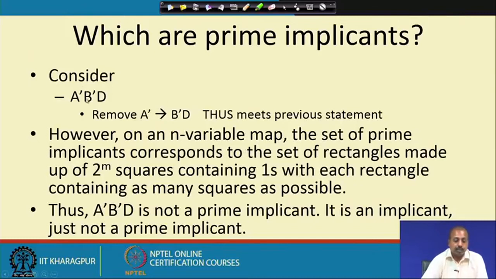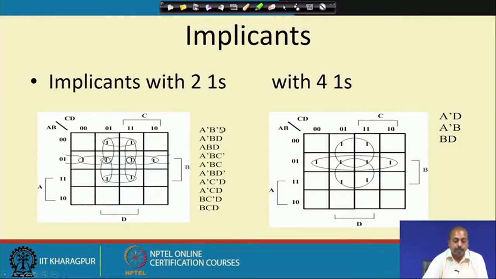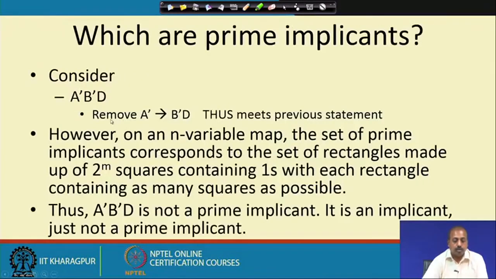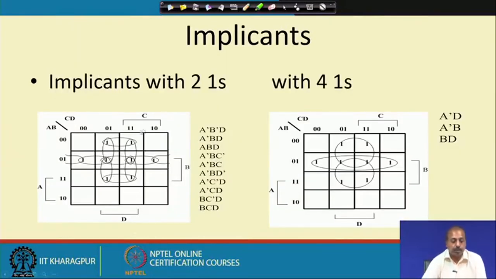So, consider this term a bar b bar d, the first one. So, this pair we are talking about. Now, if we remove a bar, we get b bar d. If I take this b bar d, then b bar is this row, and also b bar is this one and this one, and d is this one. And so, b bar d means these ones will also come into picture. They are actually not there in the function, fine.